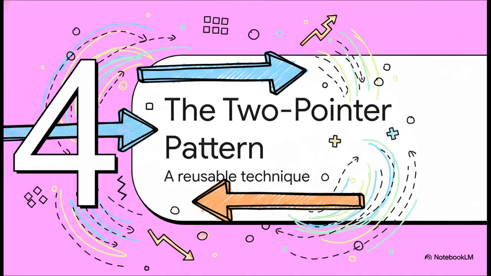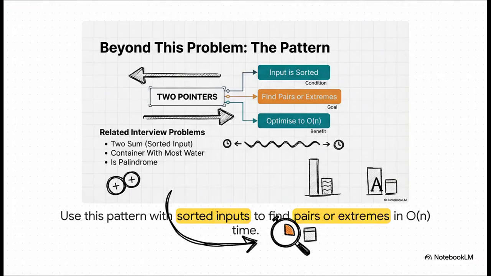Okay, but the most important thing to take away from this isn't just the answer to this one problem. It's really about recognizing the pattern underneath it all, the two-pointer pattern. This isn't just some one-off trick, it's a fundamental, reusable technique you should have in your back pocket for interviews. So, when should your brain start screaming two-pointers? Well, look for these key ingredients. You've got a sorted array, the problem is asking you to find pairs or do something with the extremes, and the goal is an optimal O(n) solution.